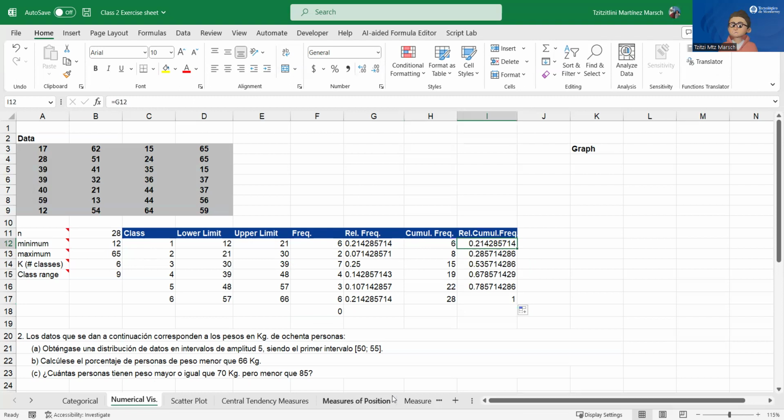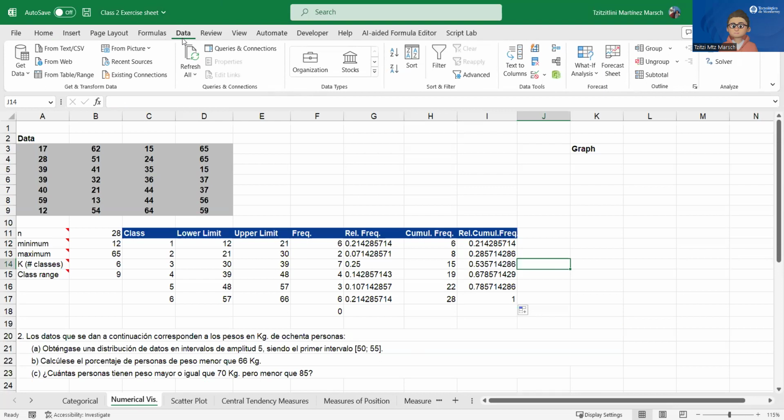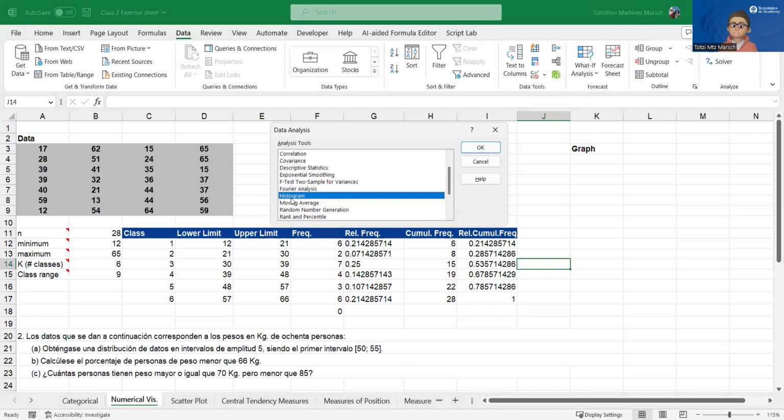So there are other ways that we can do this. This is the harder way to do it, or the lengthiest way. We can also use, in our data toolbar, at the very right, something called data analysis, and we'll go ahead and use the histogram. The histogram is going to give us most of this information. What do we need to tell it? We need to give it our data, and we need to give it our upper limit.